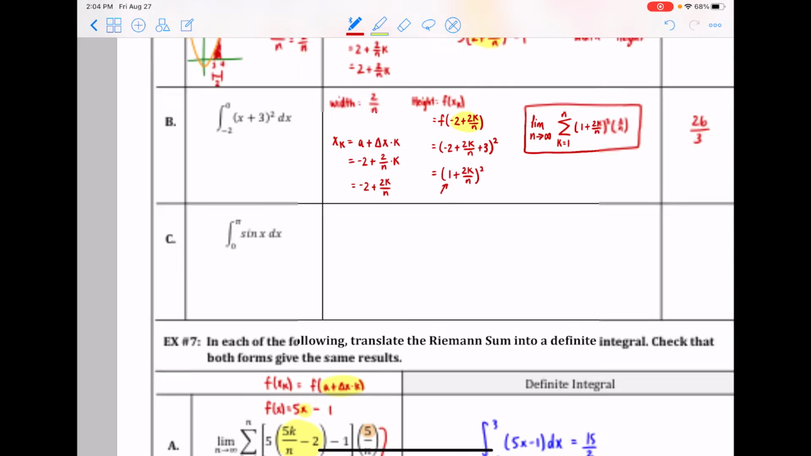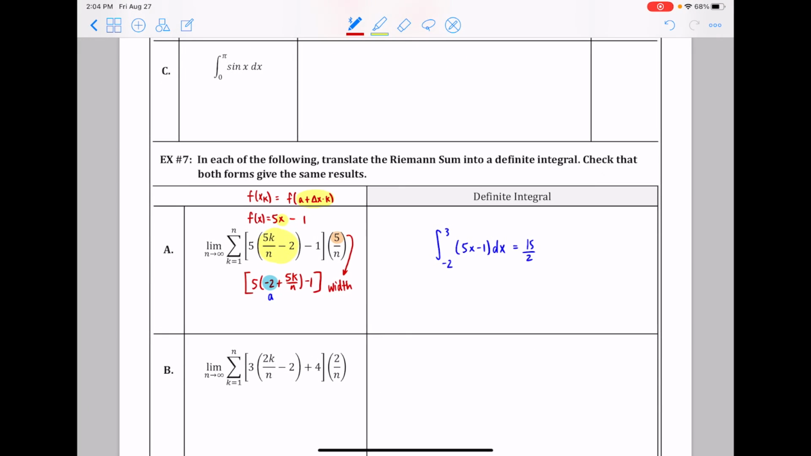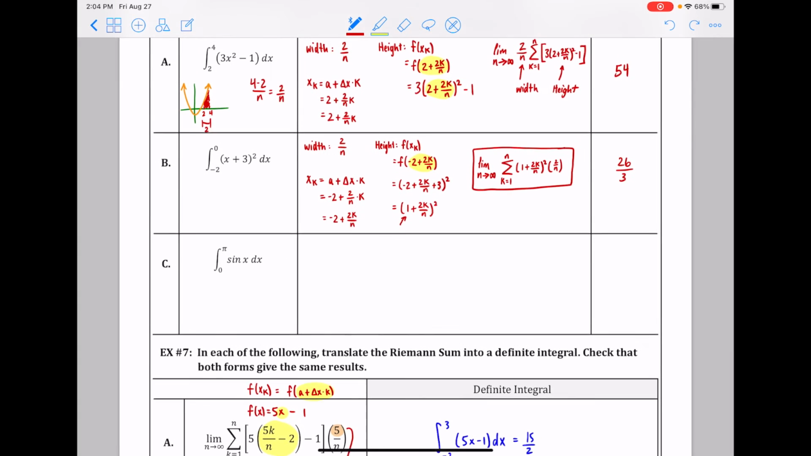Okay, let's do one more of these, and then we will go down to this section here. So third period, you guys did not get this far. 11th period was able to do one of these, but I'm going to do another one here. And then we will go to the back page here. Okay, so how about this one?